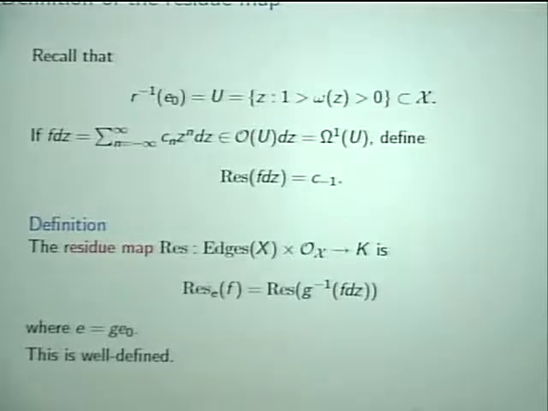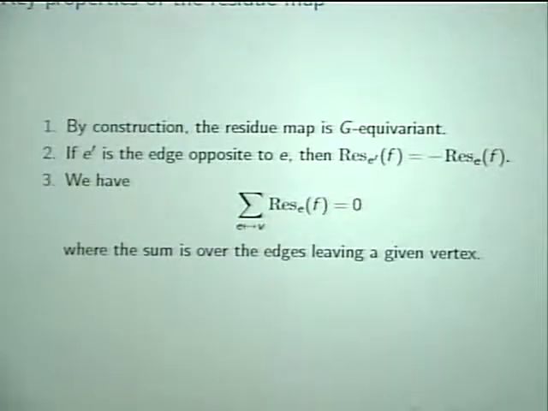There are a lot of choices for this g, but they give z's which are related by analytic isomorphisms, and so they would give the same residue. The only catch is that these are oriented edges, so you want to make sure you preserve the orientation of the edge. So by construction, it's G-equivariant. And if you reverse the edge, you get the opposite residue.